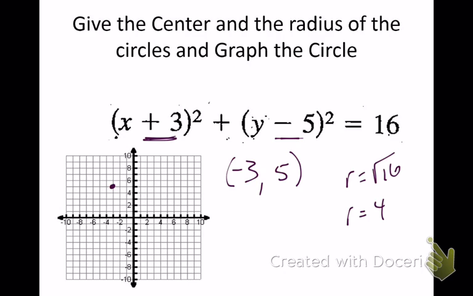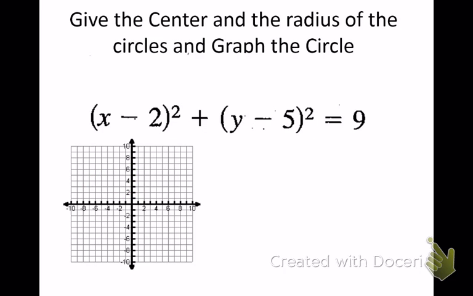So if the radius is 4, I can count 4 grid lines in all directions. 1, 2, 3, 4, puts a point here. Up goes 1, 2, 3, 4, puts a point here. Left, 1, 2, 3, 4. Down, 1, 2, 3, 4. And draw your circle through those points, and you've graphed the circle. Okay? And that's it. We're done.